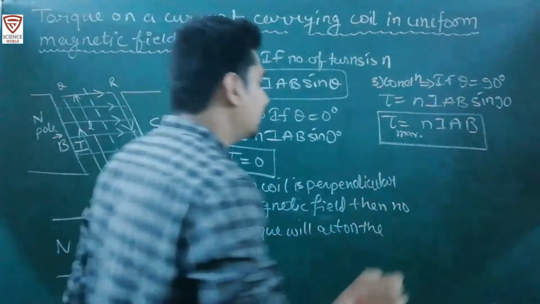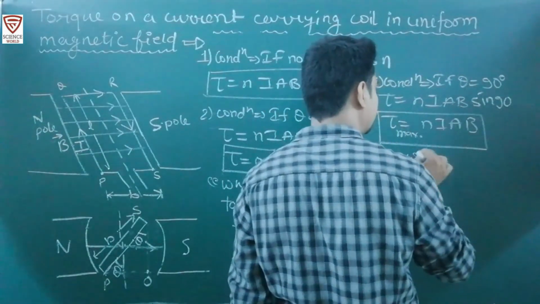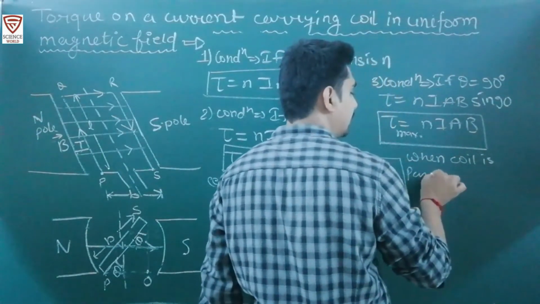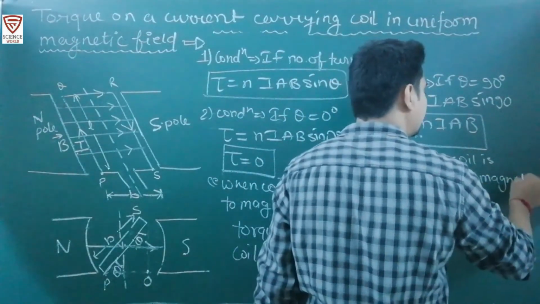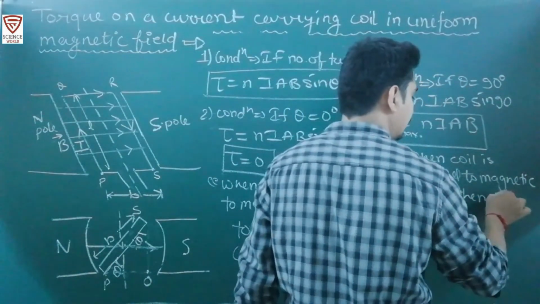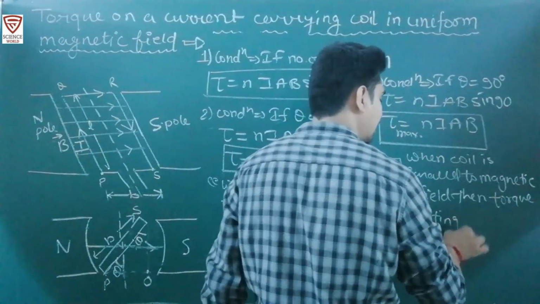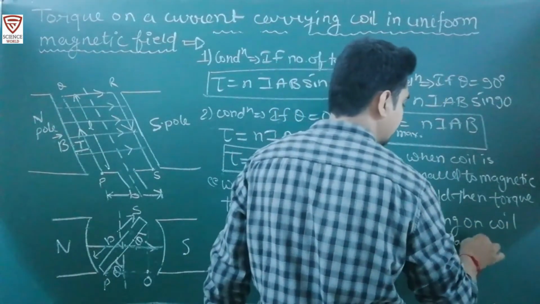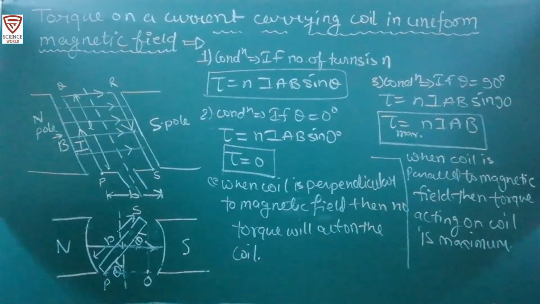So we can conclude that when the coil is parallel to the magnetic field, then the torque acting on the coil is maximum. So students, note it down.